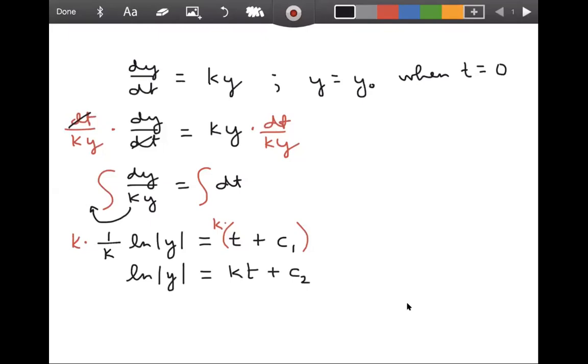All right, now, remember, we want to solve this thing for y. So the next thing I'm going to do is exponentiate both sides. So that's going to look like e to the power natural log absolute value y equals e to the power kt plus c2.